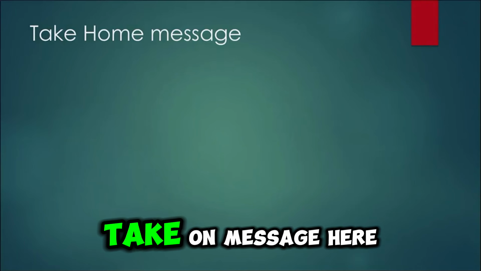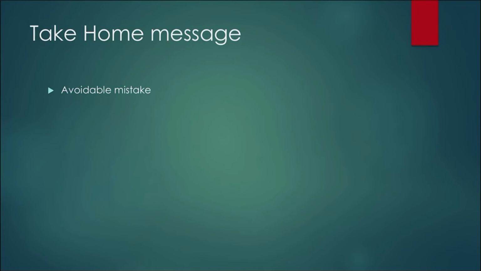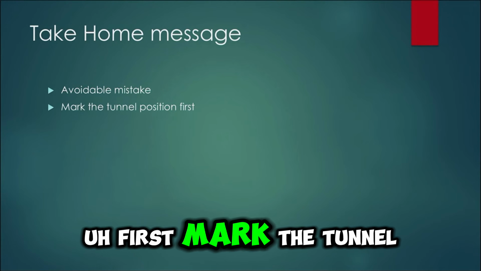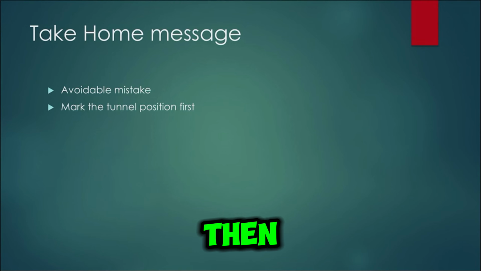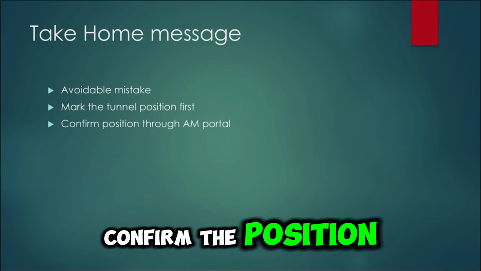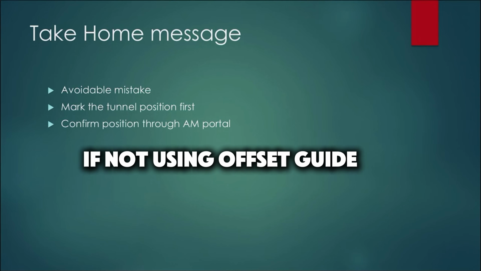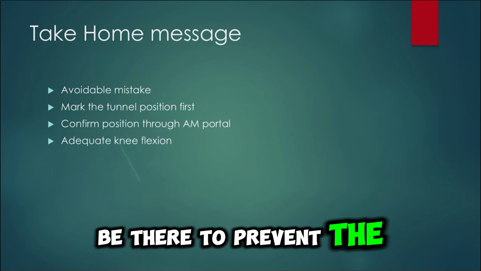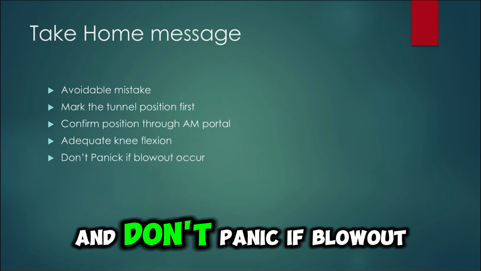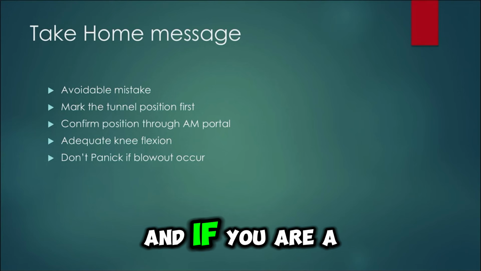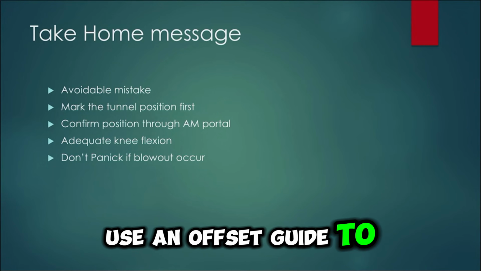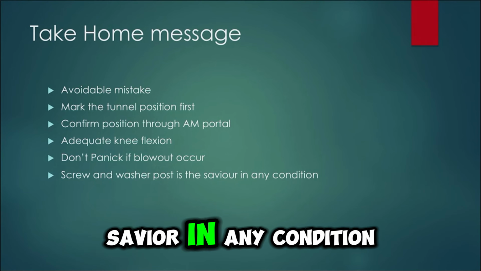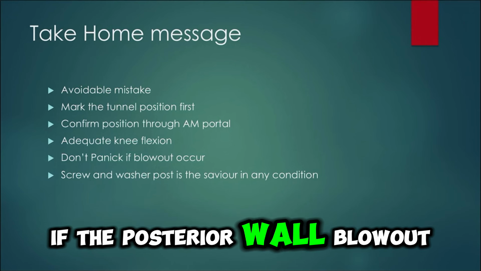Now, what will be the take-home message here? First of all, posterior wall blowout is an avoidable mistake. First, mark the tunnel position, then confirm the position through the anteromedial portal, and adequate knee flexion should be there to prevent the posterior wall blowout. And don't panic if blowout has happened. If you are a beginner, use an offset guide to make the femoral tunnel. And the screw and washer post is safe in any condition if the posterior wall blowout has happened.